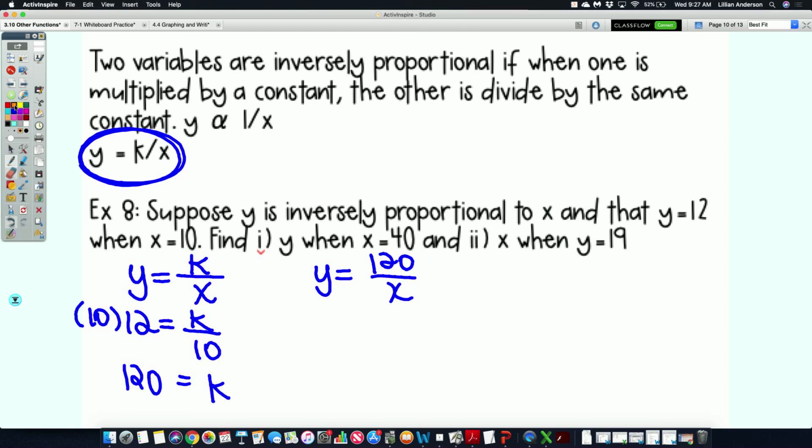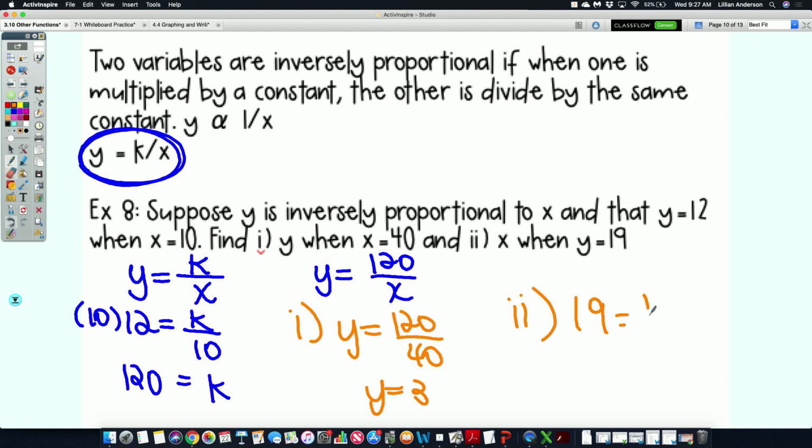So pretty straightforward once you have the equation. So it's important that you create the equation first, find that constant, because for I, all I do is plug in what? 4x. So that's 120 divided by 40, which is easy enough. And then for double I, I'm plugging in 4, and then you're solving for x, okay?